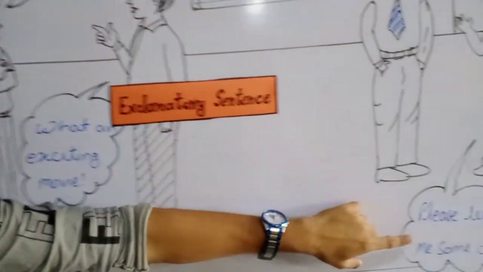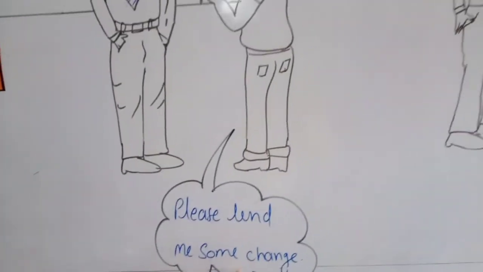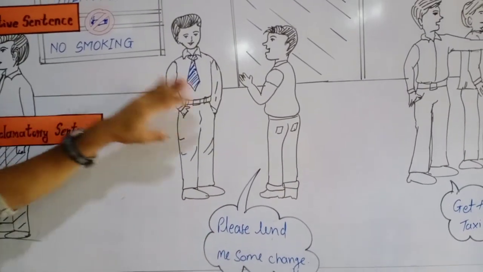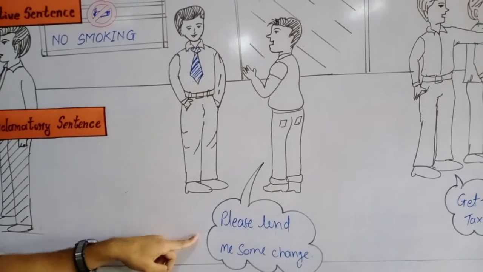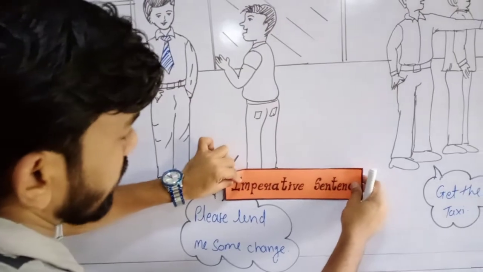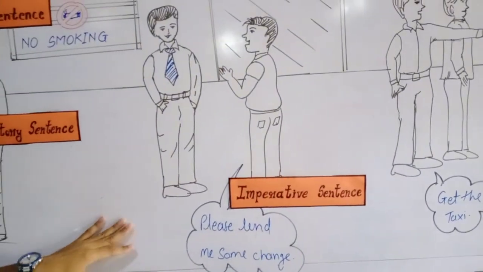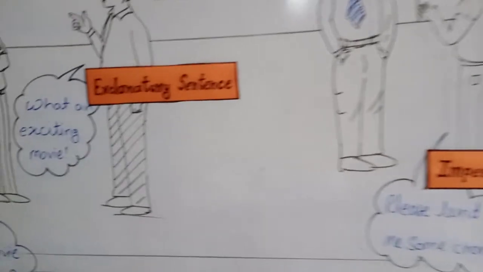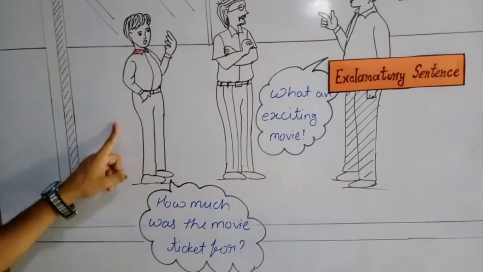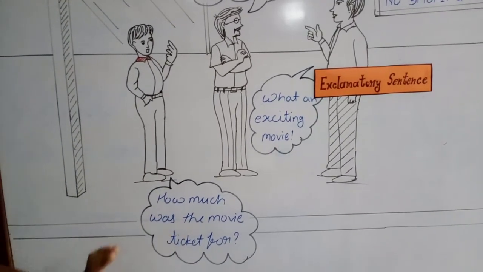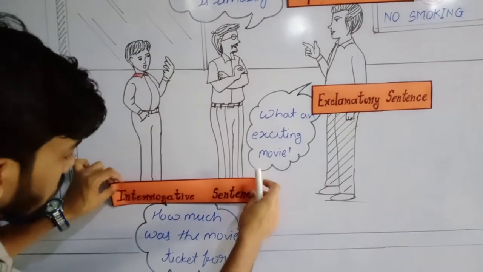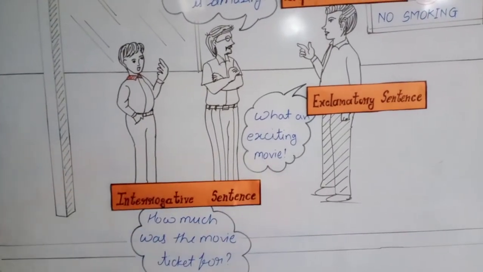Now you can see here, please lend me some change. This person is asking this person for change. Means he is requesting him. Whenever we are making a request, that is an imperative sentence. Now you can see, how much was the movie ticket? Means he is asking the cost of the movie ticket. Means he is asking a question. So that is an interrogative sentence.